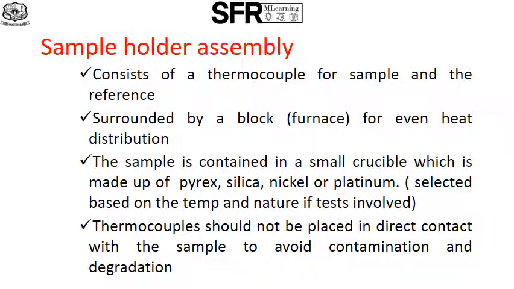Sample holder assembly. It consists of a thermocouple for the sample and the reference. It is surrounded by a block for uniform heat distribution to the sample and the reference. The sample is contained in a small crucible. The crucible is made of pyrex, silica, nickel or platinum. We can select the crucible as we wish, based on the nature of the sample and the temperature we are going to use in the analysis. The thermocouple should not be placed in direct contact with the sample because this may contaminate or degrade the sample.